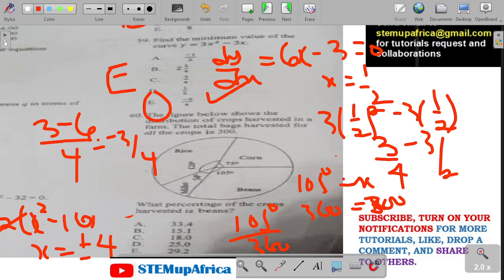The calculator is malfunctioning. So 300 times 105 divided by 360. The calculator is malfunctioning. Okay, let me reset it. Okay, so I'm having 105 times 300 divided by 360. That will give us 29.2. That's option E. So this is all we can take for now.